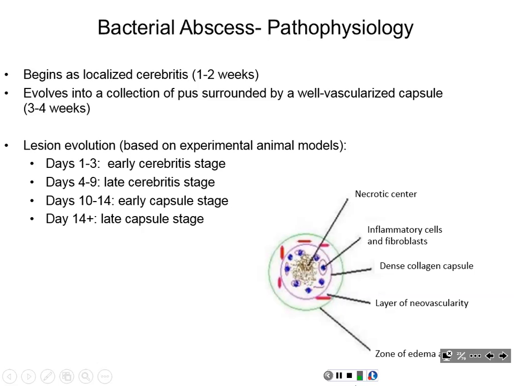And then about 2 weeks in, we have the late capsule stage, and by here we have a well-formed necrotic center with a dense collagen capsule and a zone of edema. We also have a marked gliosis, and this is going to cause some focal symptoms in your patients. An untreated abscess can continue to expand until it causes either brain herniation by mass effect. Again, only so much room in this head of yours. Or it can rupture into the ventricle.